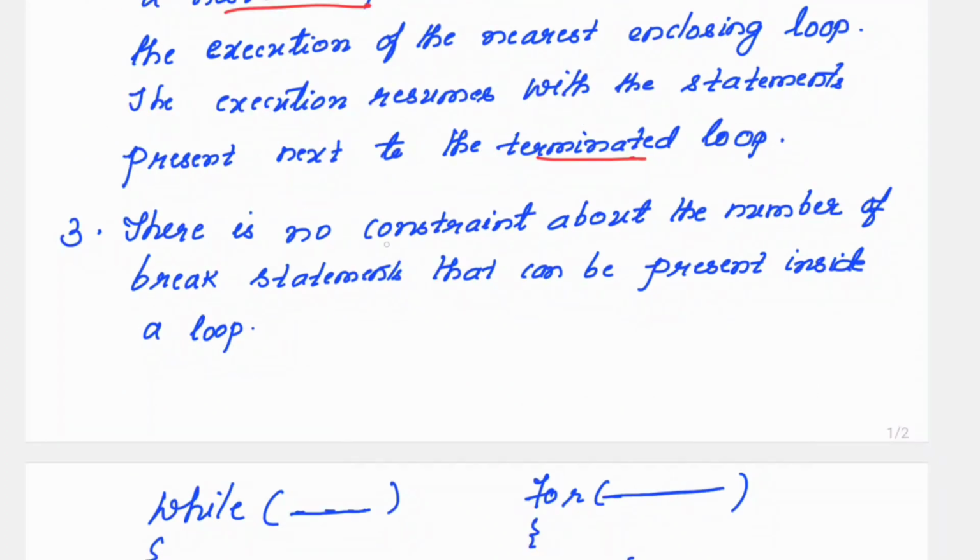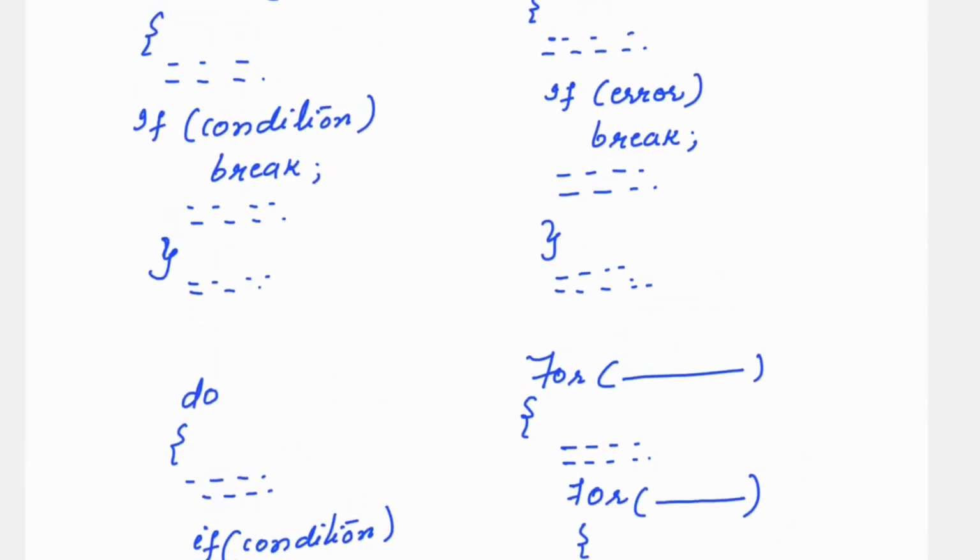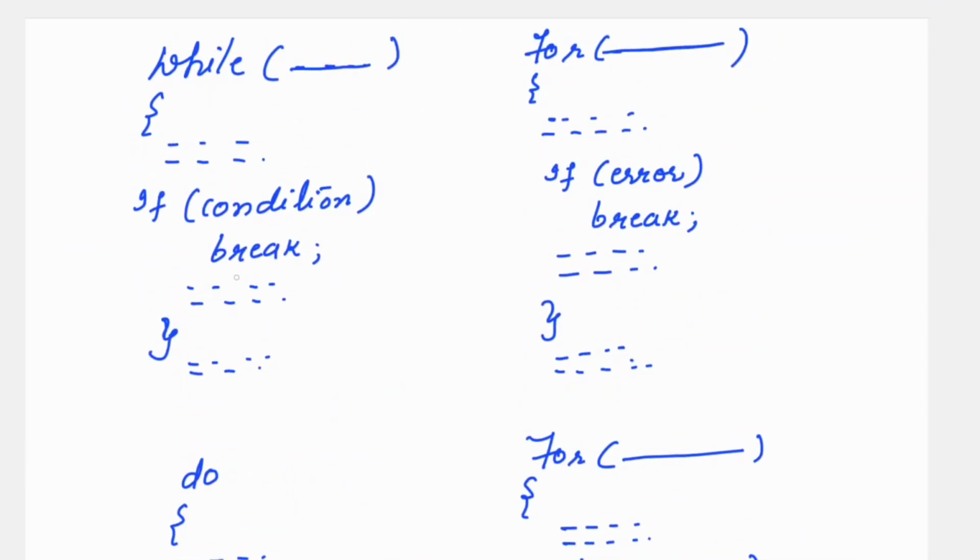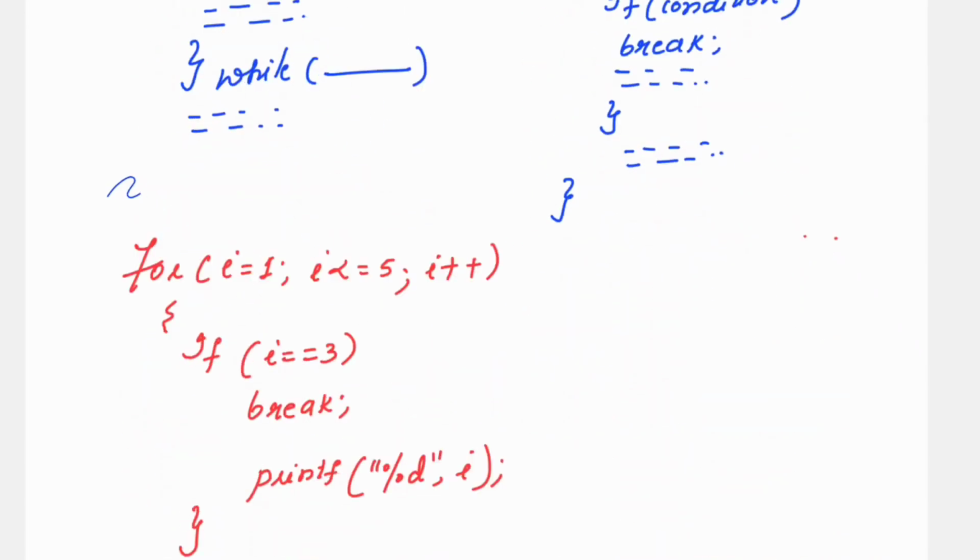The third point is that there is no constraint on the number of break statements that can be present inside a loop. Here I have shown a few illustrations to tell you where the break statement can be written in the program. Let me explain the concept of the break statement with a program.